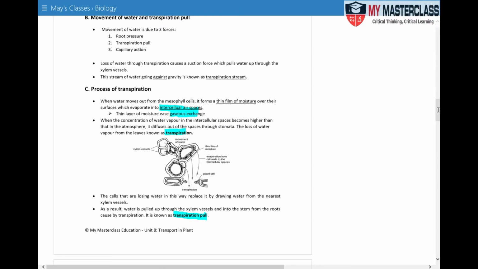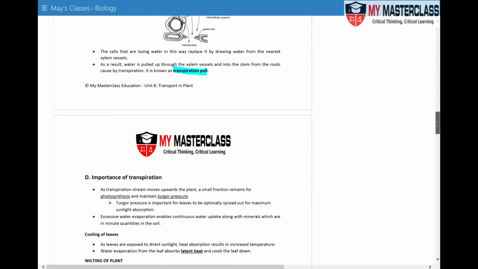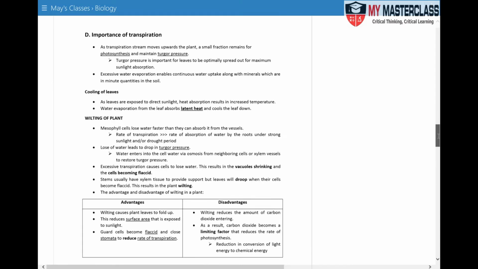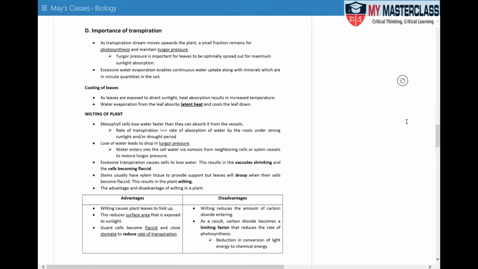That's how the plant controls the amount of water that it is able to uptake. So why is transpiration important? As the water moves up, it is important to maintain turgor pressure, which means the leaves are able to remain as spread out as possible for photosynthesis, and the stem remains upright in order to support the leaves. When I have water evaporation as well, that will enable continuous uptake of minerals via active transport.